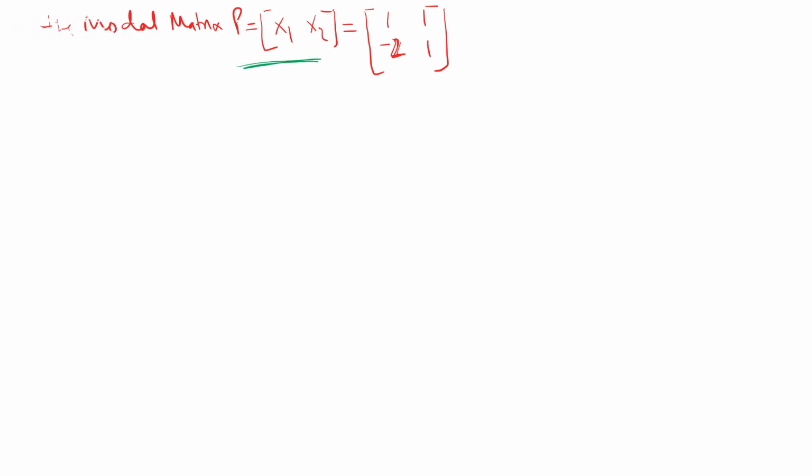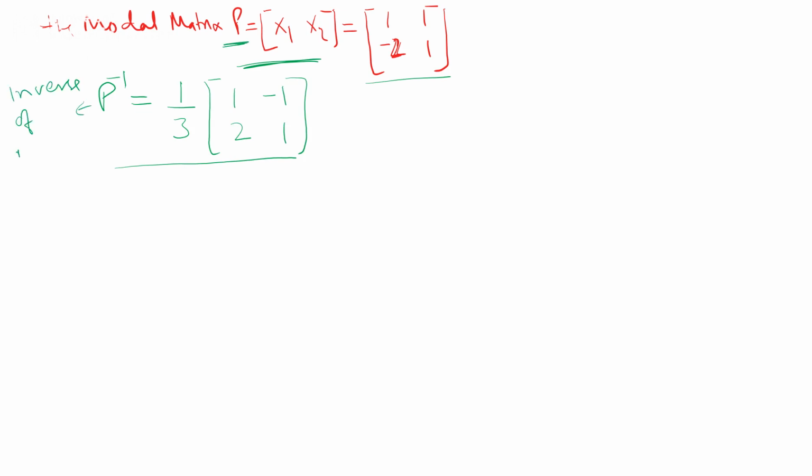Now for that model matrix, we find the inverse of that matrix, and I think all of you know how to find the inverse. So P inverse, you can use any method to find the inverse, the adjoint method, or you can also use the normal form method. So we get the inverse of that matrix as 1 by 3 and 1, 2, minus 1, 1. So this is the model matrix, and this is the inverse of the model matrix.